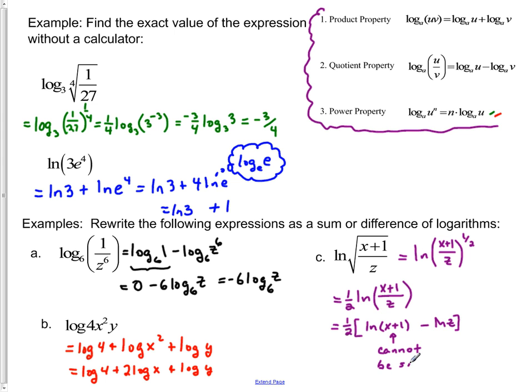And so we're done. This is, in fact, the simplified expression unless we distribute the 1/2 to both terms in the quantity and write it as 1/2 times the natural logarithm of the quantity x plus 1 minus 1/2 times the natural logarithm of the quantity z. And we would be done.